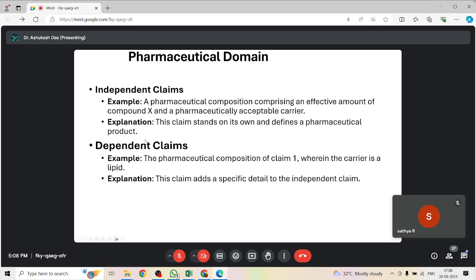Pharmaceutical domain. A pharmaceutical composition comprising an effective amount of compound X and a pharmaceutically acceptable carrier. Now this claim stands on its own because the independent claim defines the pharmaceutical product. Second claim: the pharmaceutical composition of claim 1, wherein the carrier is lipid. Okay, now it defines more details, the specific details of what carrier you used.